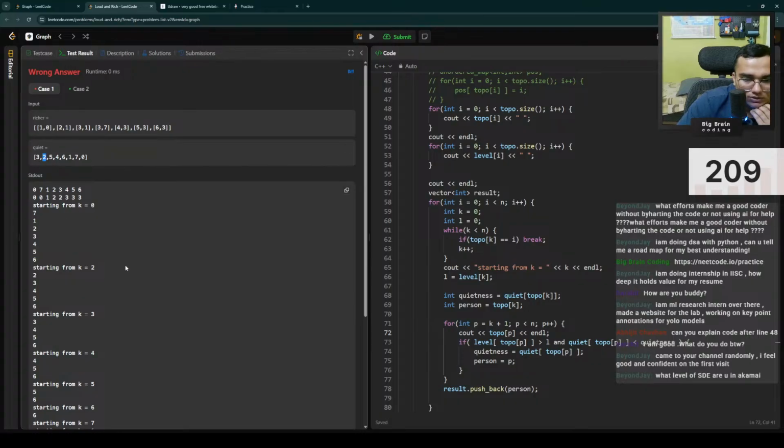Quietness of 1 is 2, right? Of P. And level of 1 is 1. Okay. Quietness of 1 is 2. 2 is less than 3. So this is replaced, right? Person becomes. Okay. P. Is P correct? Shouldn't this be topo of P?